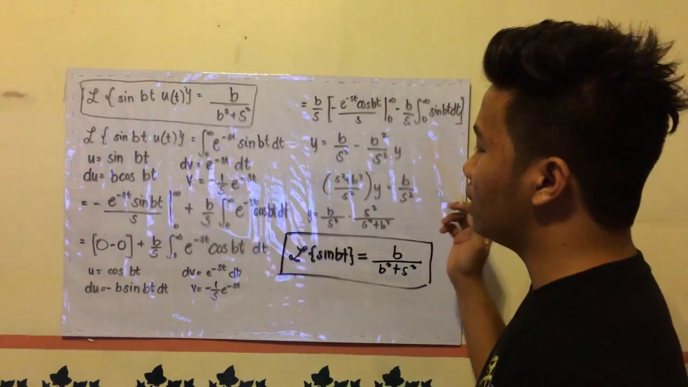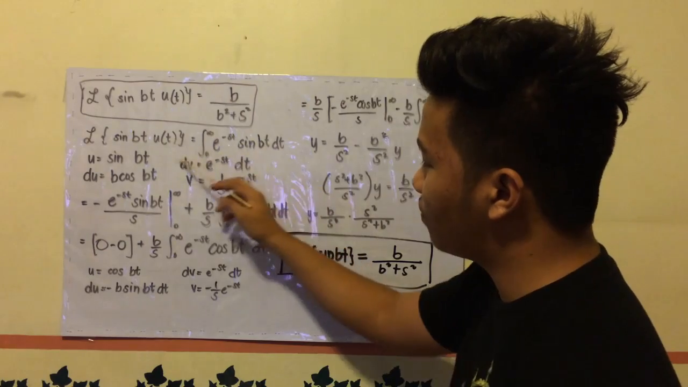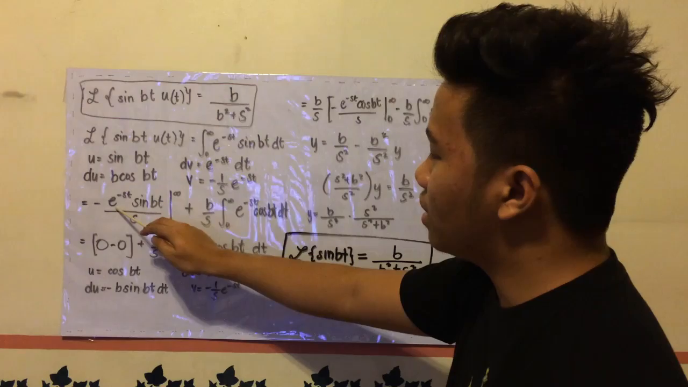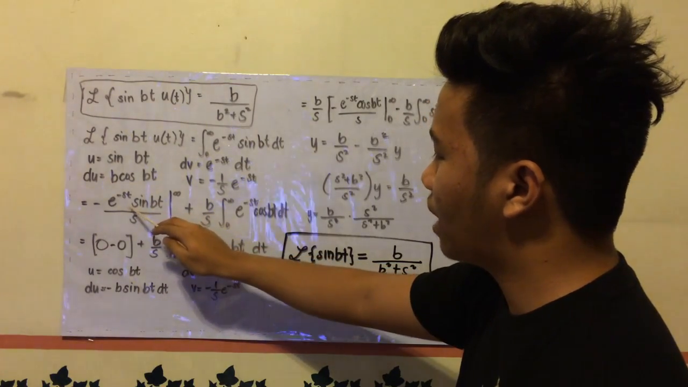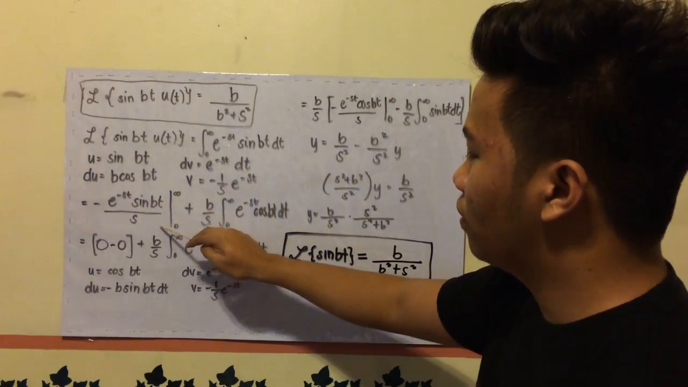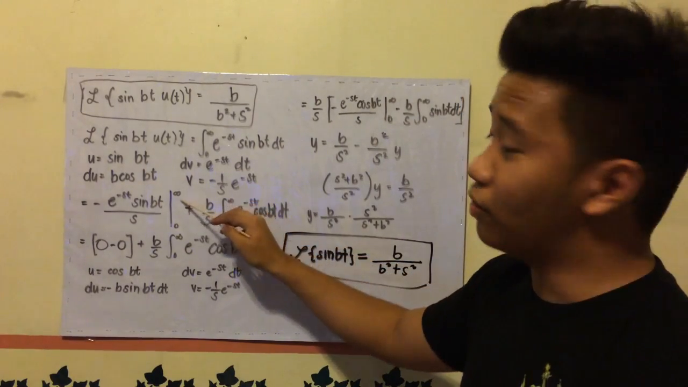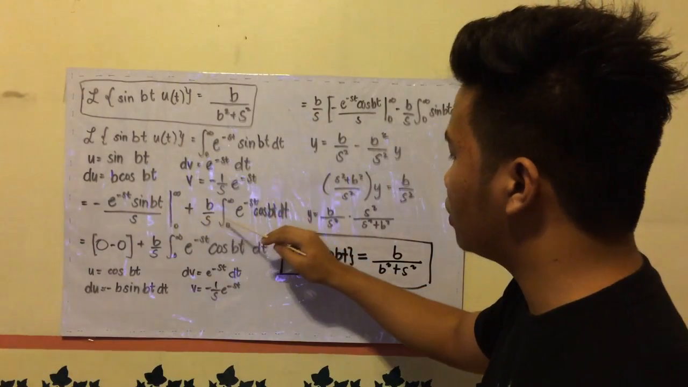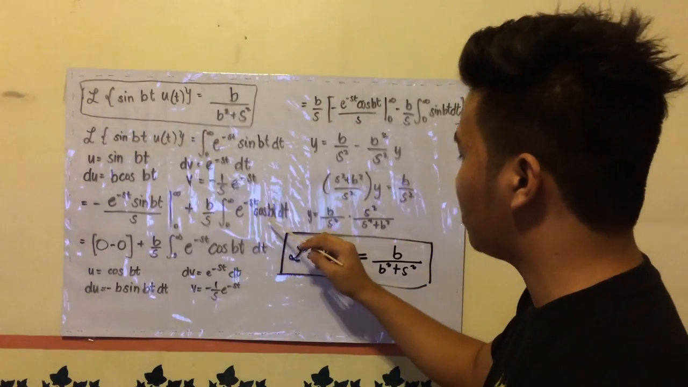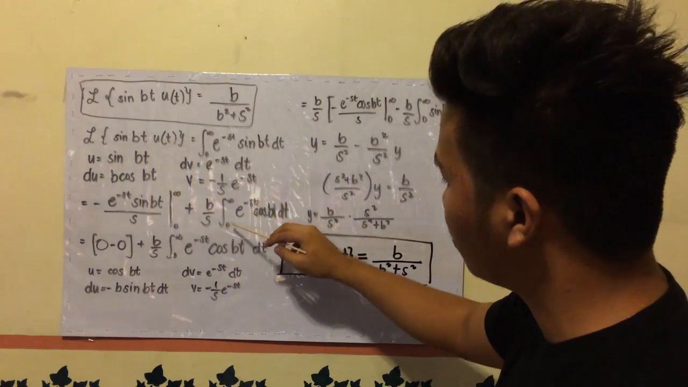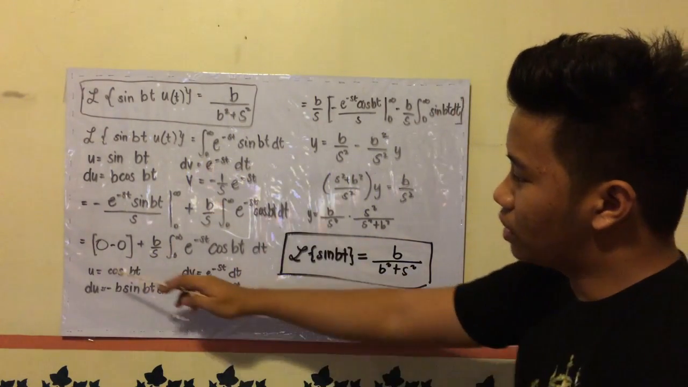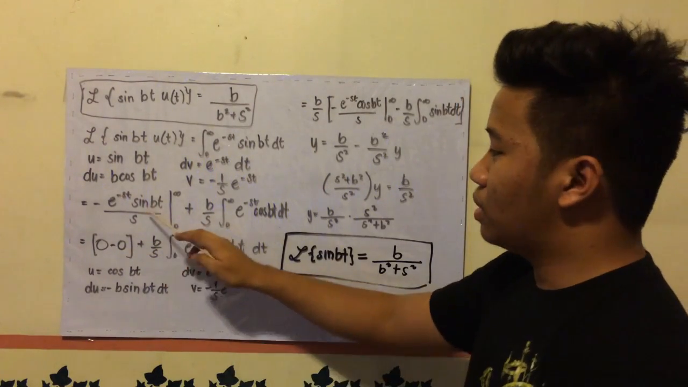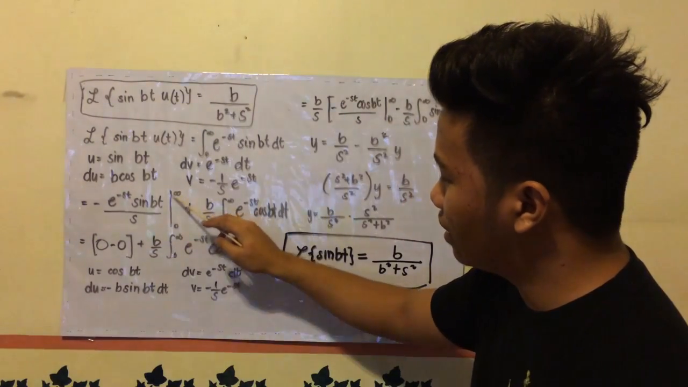So if we plug in those equivalent values, we would come up with this equation, which is the negative e raised to negative st times sine bt over s approaching from 0 to infinity, so don't forget your limits, plus b over s times the integration of e raised to negative st cosine bt dt approaching 0 to infinity. So here in the next line, you can see the two zeros. So in this part, we plug the limits.